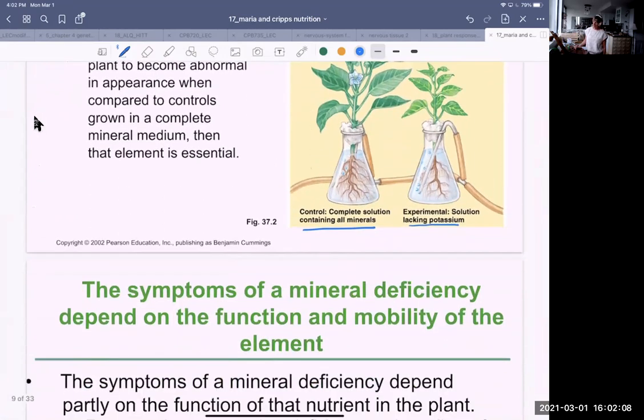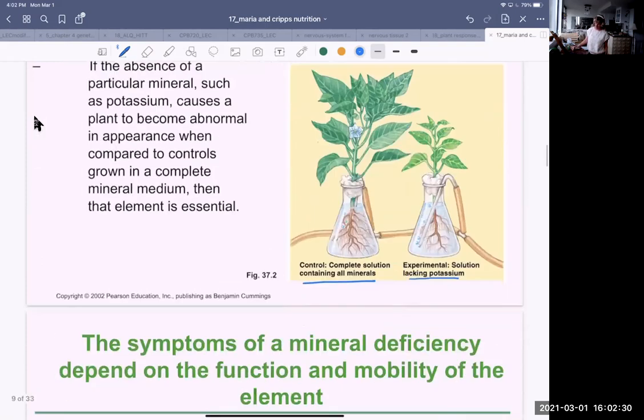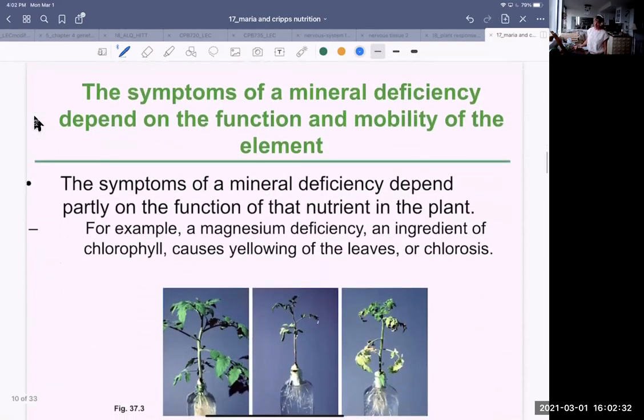So the goal, I guess, is that you want to be able to look at your crops and be able to see what your deficiencies are. Sure, you can test them, but if you're growing crops, even if you're growing them at home, you'd like to know what your plants are deficient in, sometimes just by looking at them. So there are some symptoms.